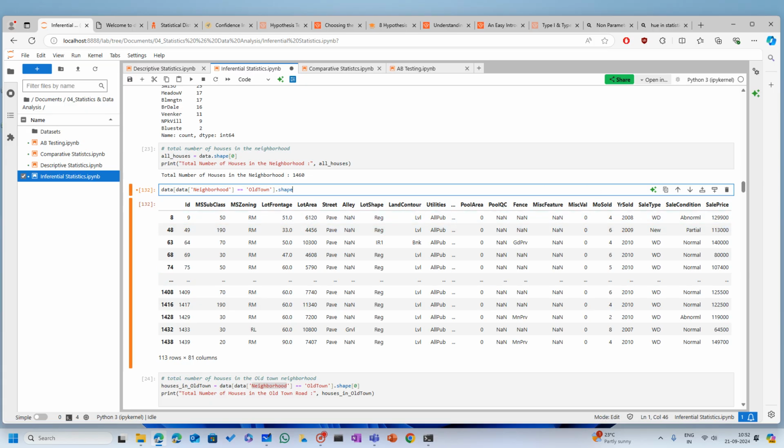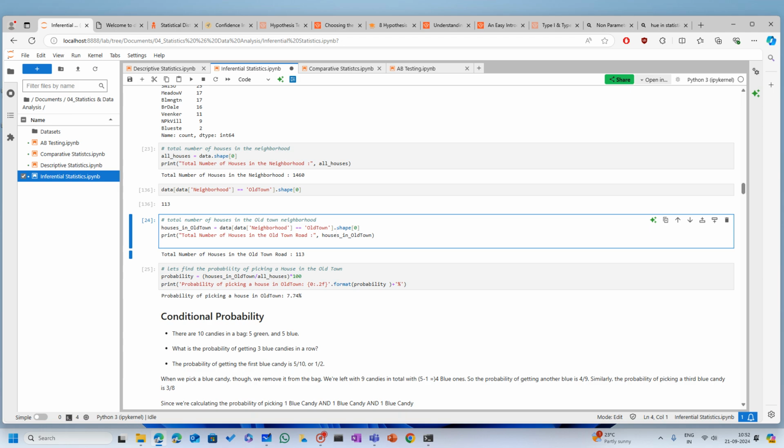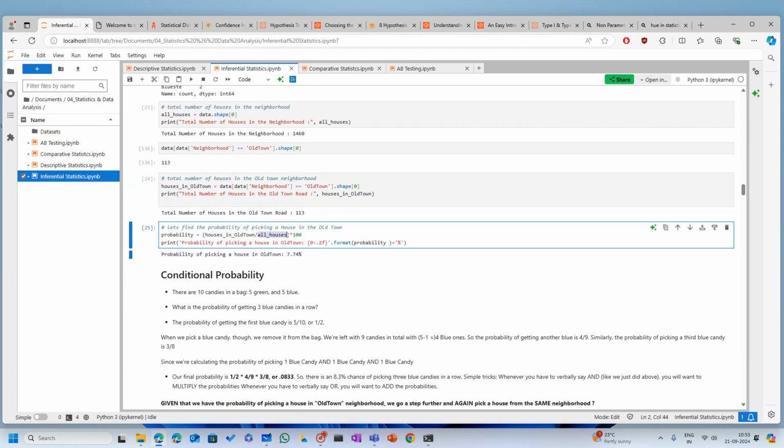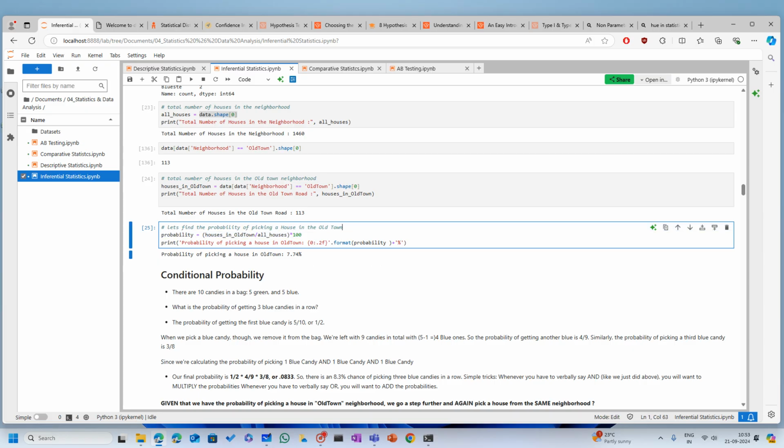Likewise, if I give shape, it will tell me how many rows and how many columns there are. Out of that, I'm choosing only the rows, which gives 113. So 113 is the number of houses in Old Town. First we calculate the number of houses in Old Town, and then we divide it by all the houses. All the houses you can get the same way: there are a total of 1460 rows. Dividing and calculating the percentage, the probability of someone picking a house in Old Town is 7.74%. Straightforward. Is this understood?